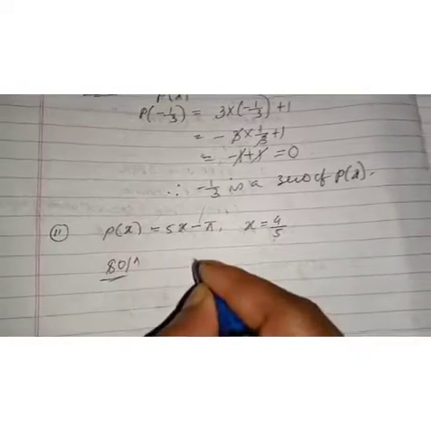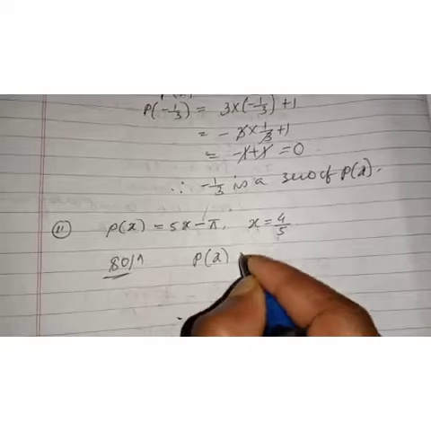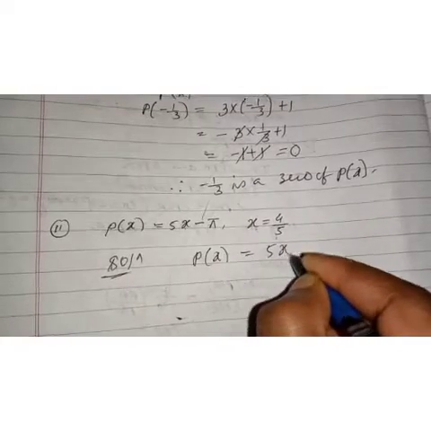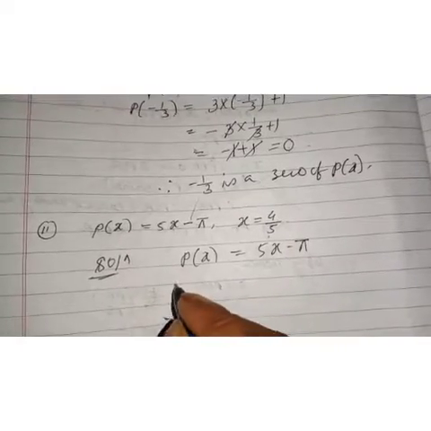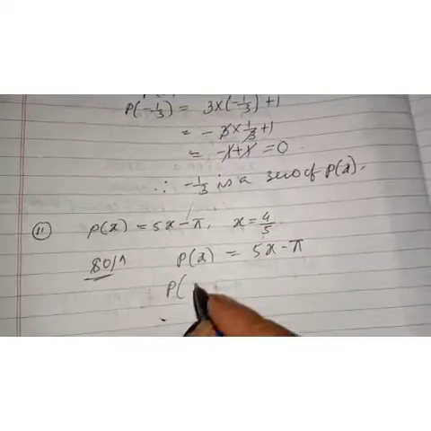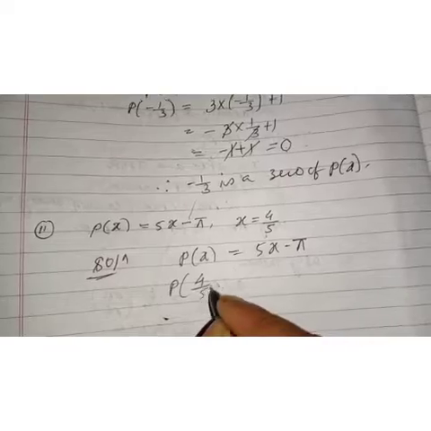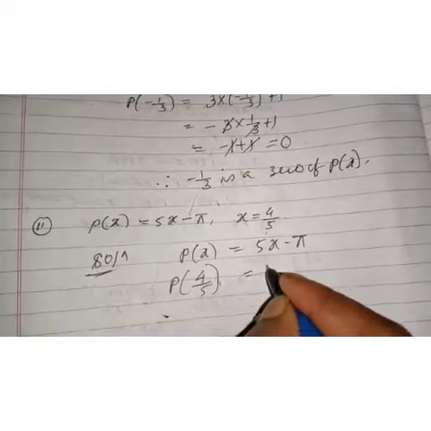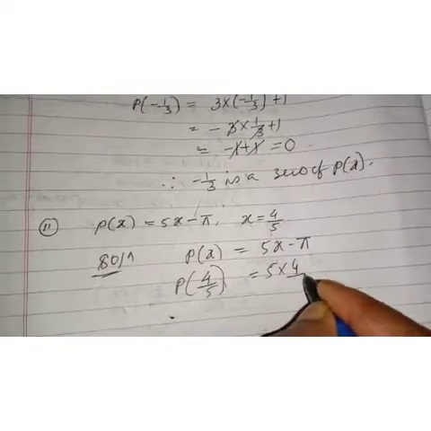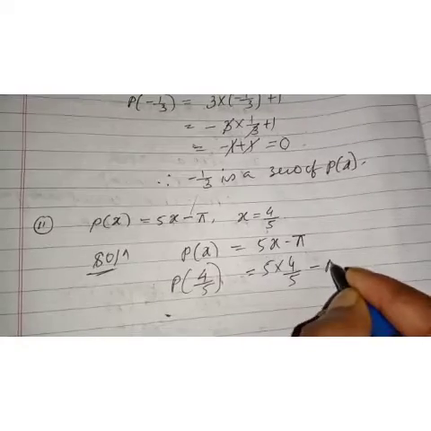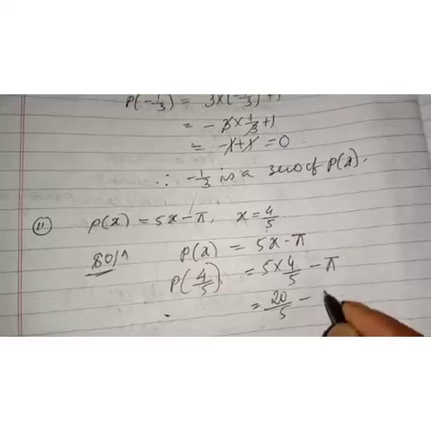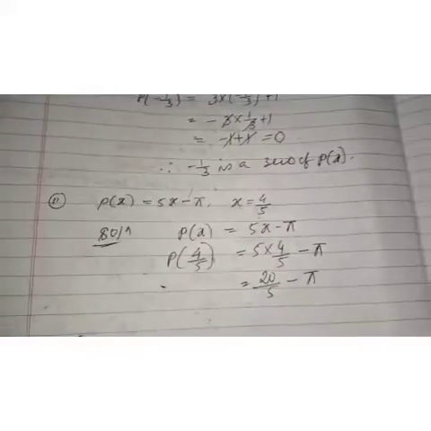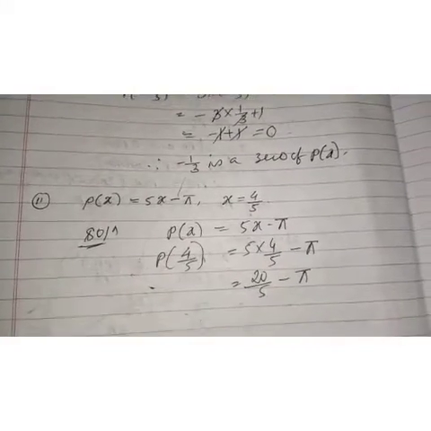So see the second one. Solution. p(x) is equal to 5x minus pi. So you have to put, in the place of x, this time 4 by 5, and you need to verify whether it is a zero or not. So 5 into 4 by 5 minus pi. Now you are thinking whether we have to put the value of pi or not.